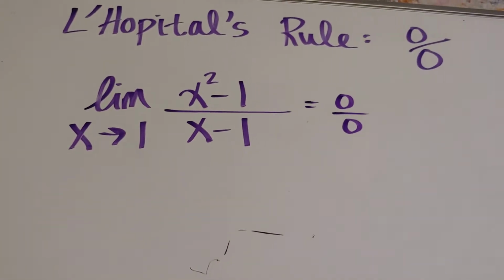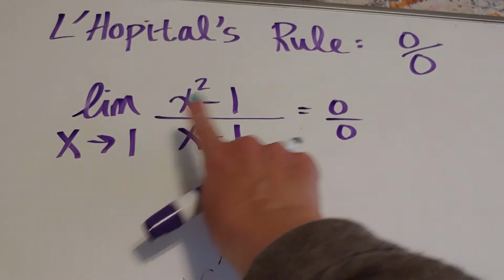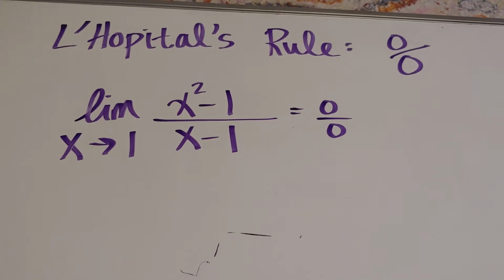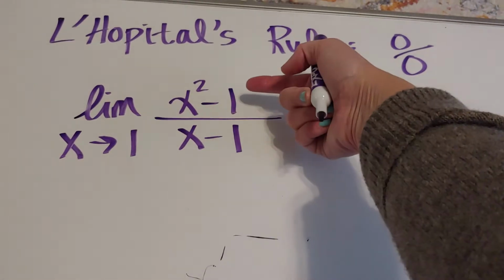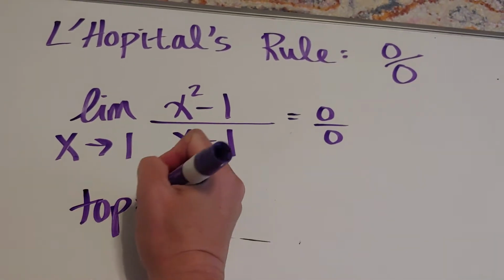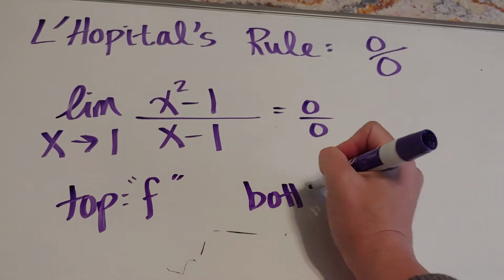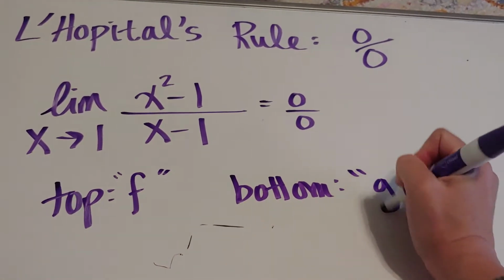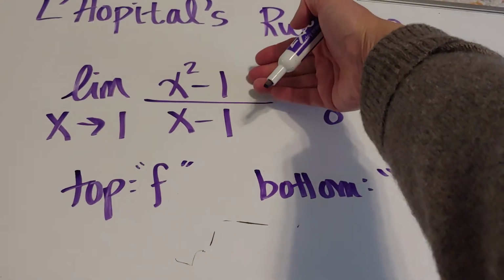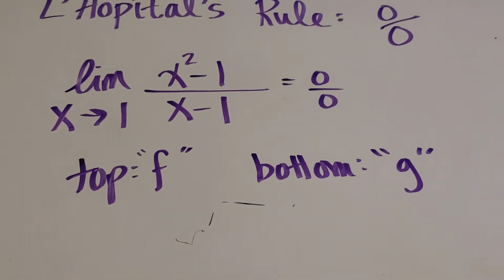So back in the beginning of the semester, we would do some algebra to reduce this and then plug in. Well, what L'Hopital figured out is that you can actually do something else. The top is what's called f in our formula, and the bottom is called g. As long as x squared minus 1 and x minus 1 separately are continuous and differentiable, you can do the following.